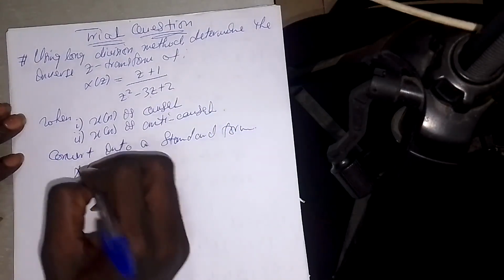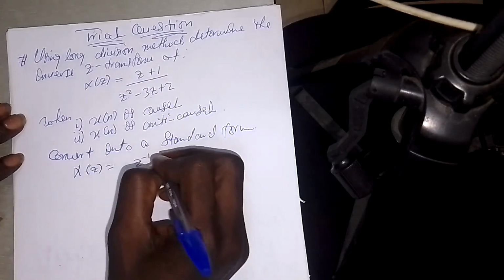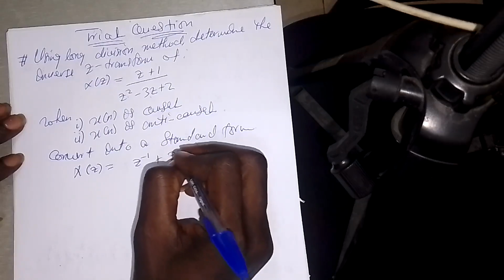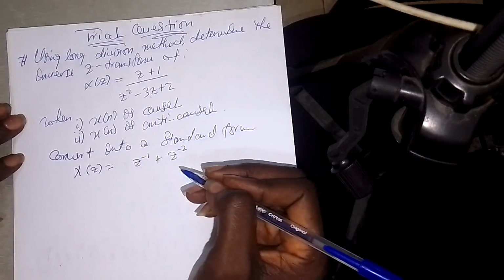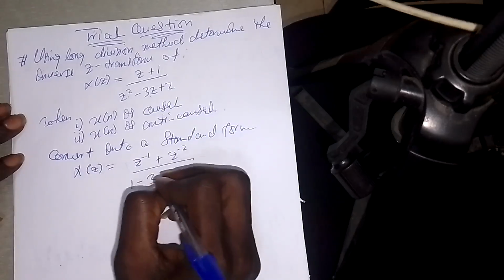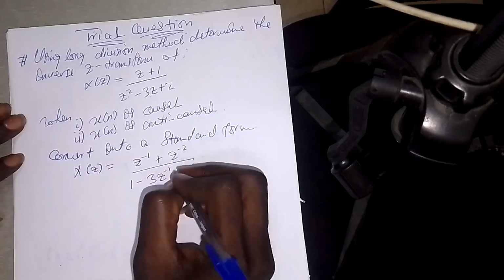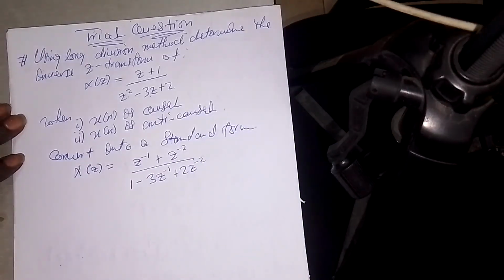In that case, you're going to have Z exponent minus 1 plus Z exponent minus 2 in the numerator, alright? And in the denominator you're going to have 1 minus 3Z exponent minus 1 plus 2Z exponent minus 2. This is what you're going to have. Now you can go ahead and determine it.